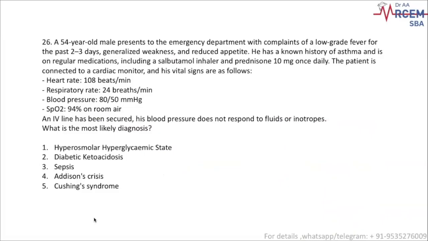A 54 years old male presents to the ED with complaints of a low-grade fever for the past 2 to 3 days, generalized weakness and reduced appetite. He is a known case of asthma. He is on regular medications, including prednisone. The patient is on a cardiac monitor. The vital parameters are given.